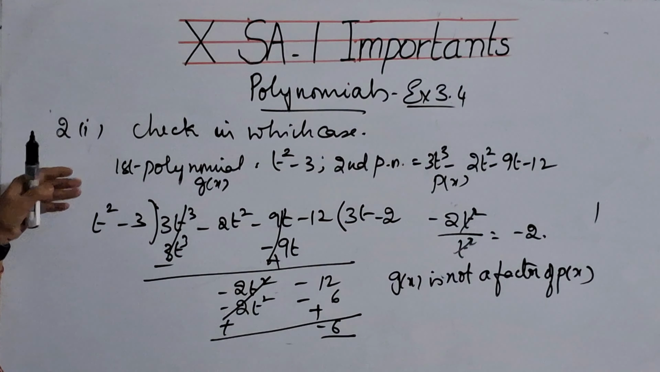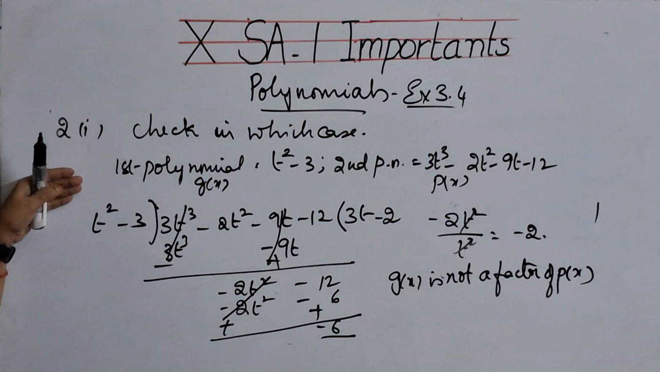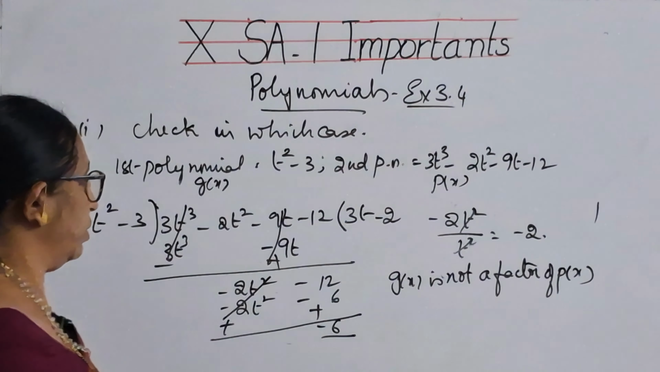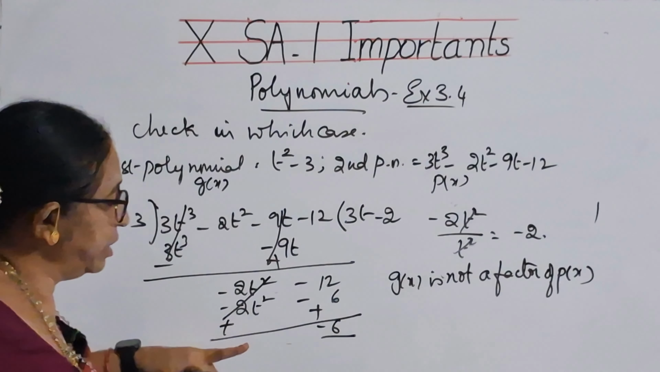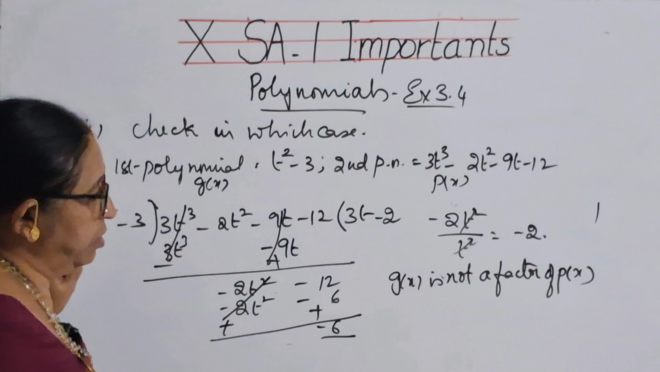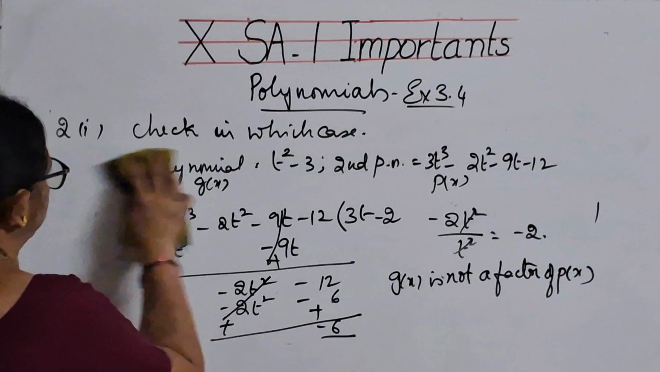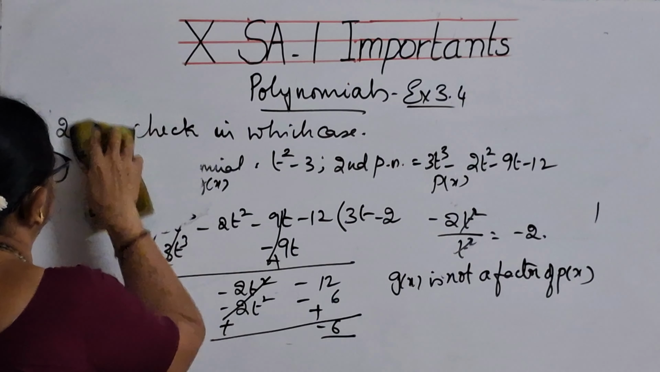You need to find out whether the first one is a factor of the second one. So the first one you have to take, the second one you have to take and divide it by the first one. If you get remainder 0, it is a factor. Otherwise, it is not a factor. So let us see the second problem.